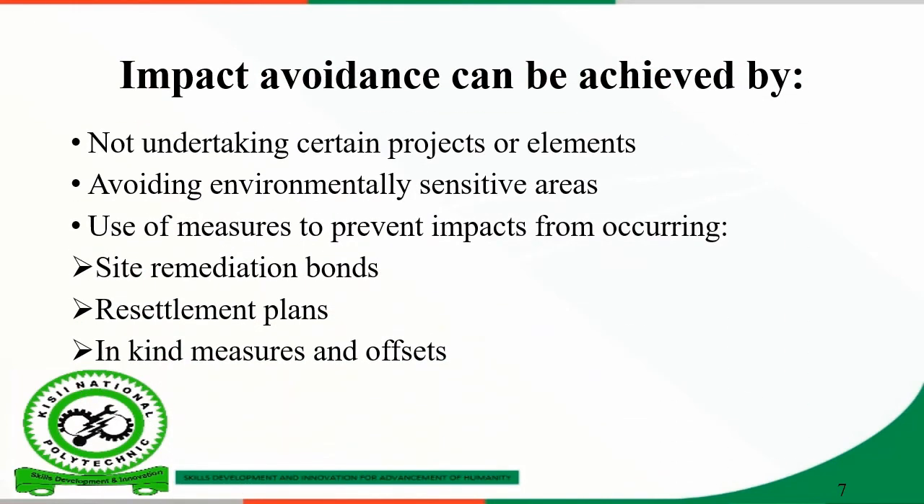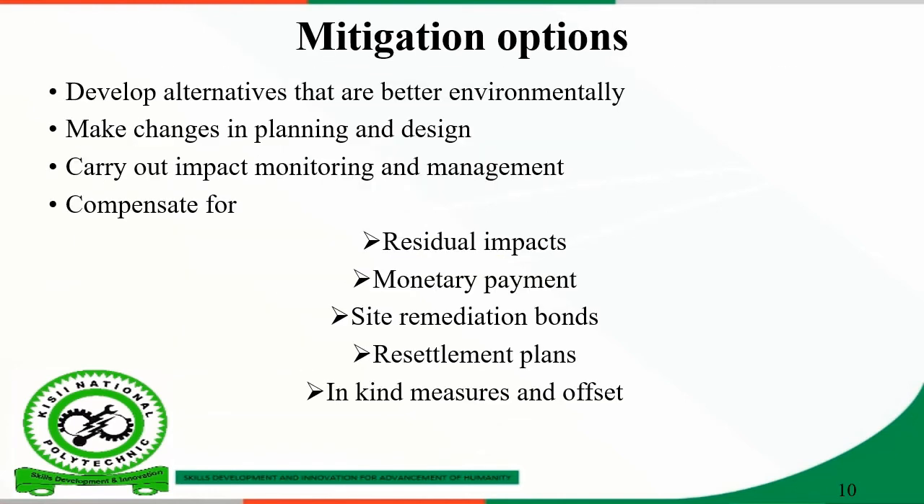So with impacts, we need to avoid them. But how can this be achieved? First, by undertaking certain projects or elements while avoiding environmentally sensitive areas. Then also use measures to prevent impacts. Then you can also set aside remediation bonds, resettlement plans for people, and in-kind measures and offsets.